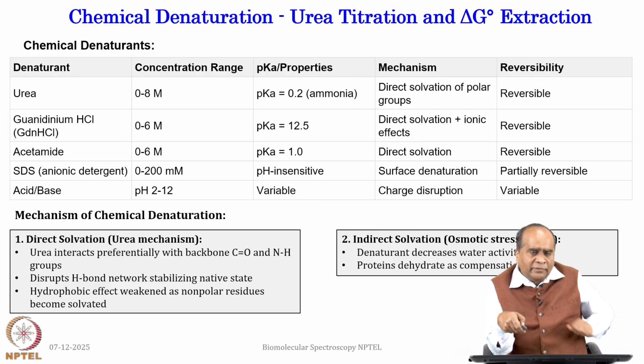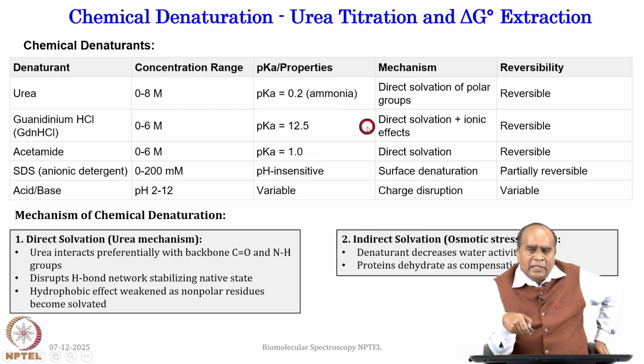You remember when we run SDS-PAGE, we add a high concentration of SDS to denature the protein and put a uniform negative charge. Urea denaturation is quite reversible, guanidinium is also reversible, that means you remove the guanidinium and the protein can come back to the native state. Acetamide is reversible, SDS is partially reversible, and acid base depends upon how much you have denatured.